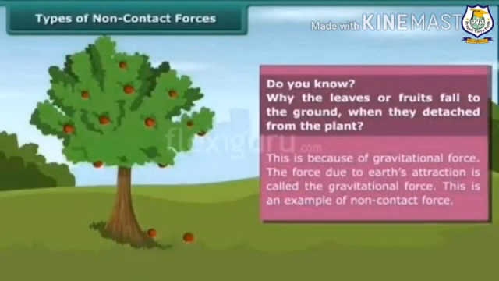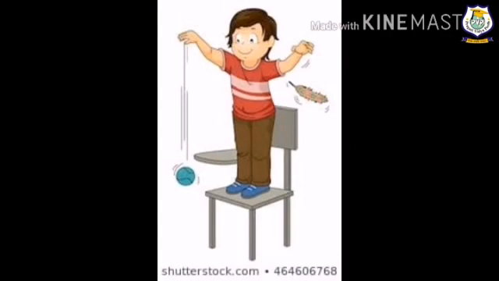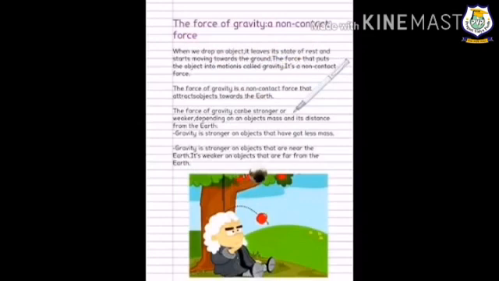Now, do you know why the fruits and leaves fall to the ground when they detach from the plant? Yes, this is because of gravitational force. So, the force due to Earth's attraction is called the gravitational force. This is an example of non-contact force. Yes, see the picture? A ball and a feather fall downward due to the force of gravity. In short, when we drop an object, it leaves the state of rest and starts moving toward the ground. The force that puts an object into motion is called gravity. It is a non-contact force.